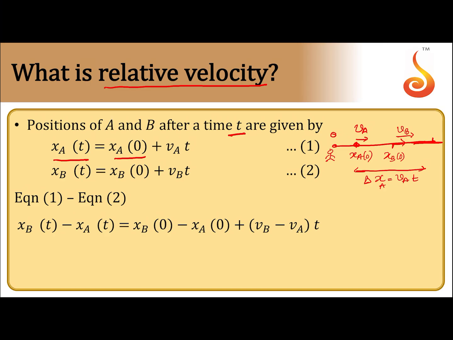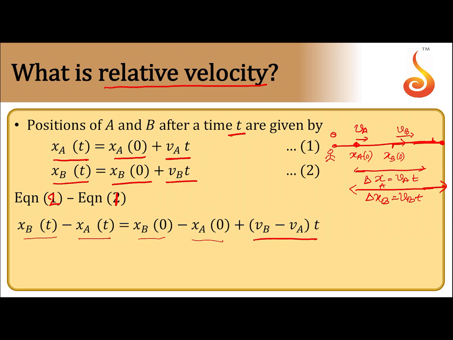So, its final position must be initial position plus the displacement it undergoes. Likewise, if B comes over here, say, then the displacement of B is equal to VB into t. That is the displacement of B. So, final position of B is its initial position plus the distance it travels. Now, let us subtract equation 1 from equation 2. What do we have? xB minus xA is equal to xB of 0 minus xA of 0 plus VB minus VA into t. That is right.